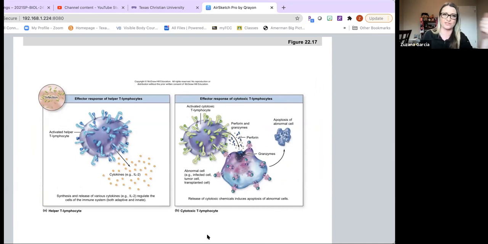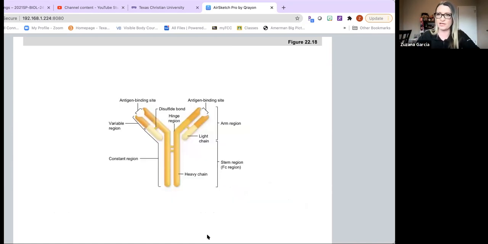I do want you to be able to tell me these terms. What is the effector response of helper T lymphocyte? You would say the release of cytokines, and this is going to regulate other cells. The effector response of cytotoxic T lymphocytes is inducing apoptosis in an infected cell. Okay, that's what they do. Effector response means what do they do. The effector response of B lymphocyte is production of antibodies ultimately. That's the effector response of humoral immunity as well.